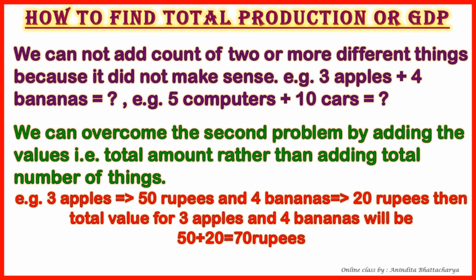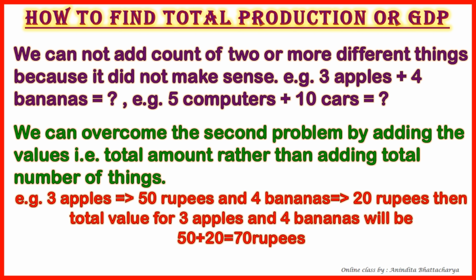So we can overcome this problem by adding the values, that is the total amount, rather than adding the total number of things. Each of these goods and services is measured in a different physical unit, like oil is measured in liters, clothes in meters, coal in tons, aircraft in number. So when goods and services are measured in different physical units, I am going to repeat, they cannot be added up. So there is a need to measure these goods and services in a common value. So we can overcome the problem by adding the value.